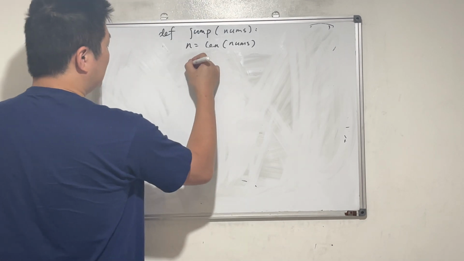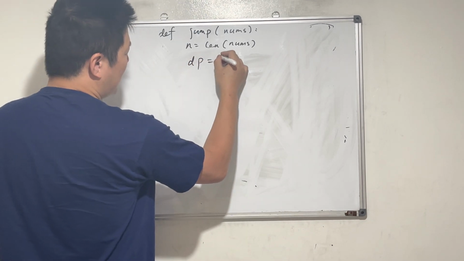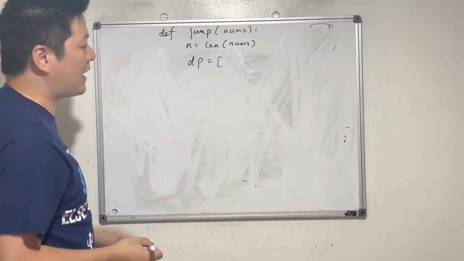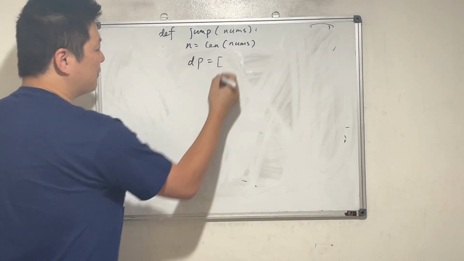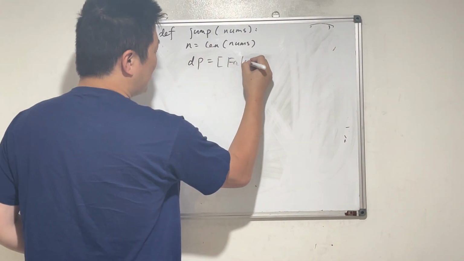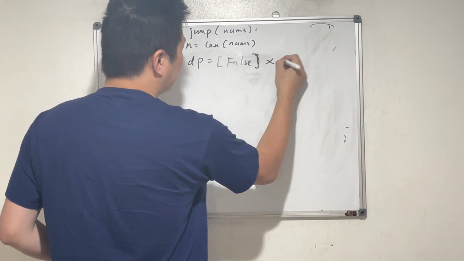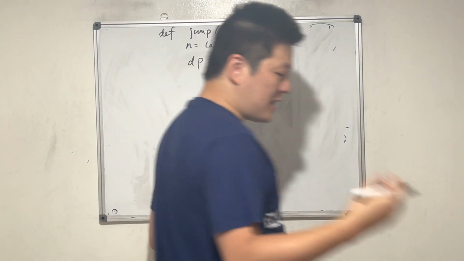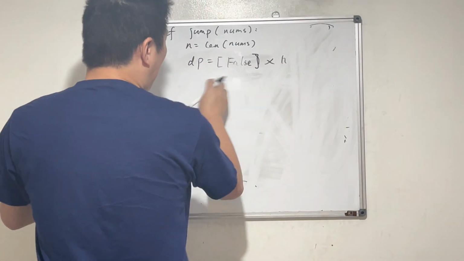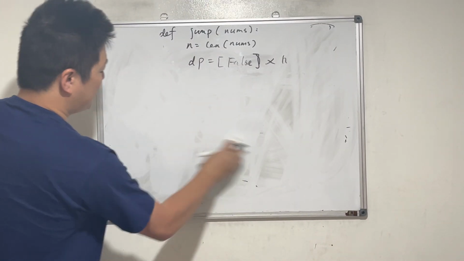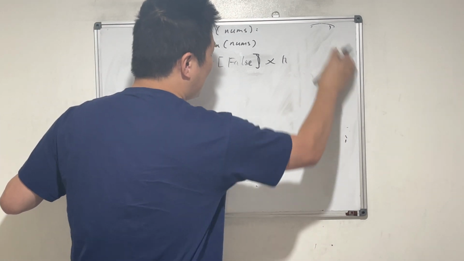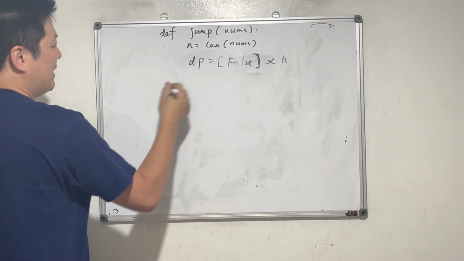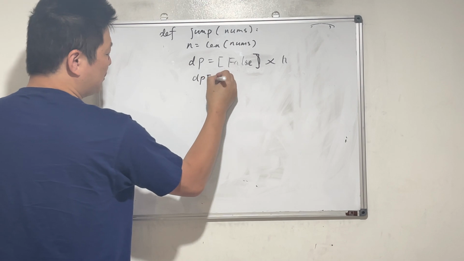So let's say dp equals, at the beginning they can't be reached from the end, so we set it to false. The initial state is false, False times n. But at the last location, it's true, because you are already at the last location, so you know dp minus 1 is true.